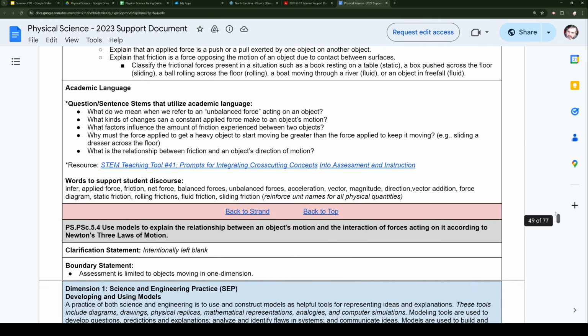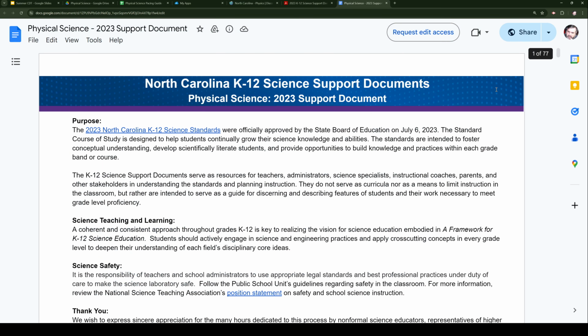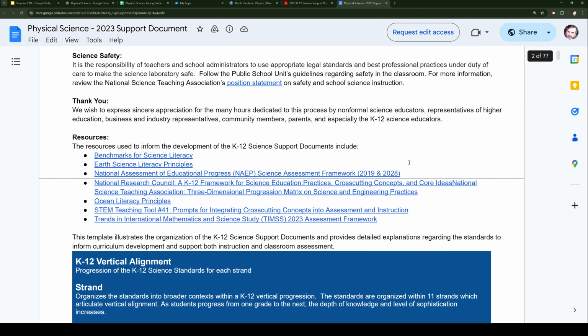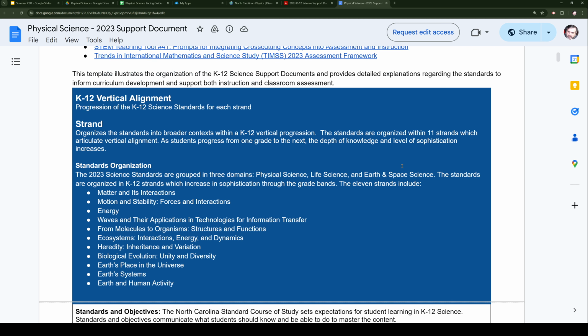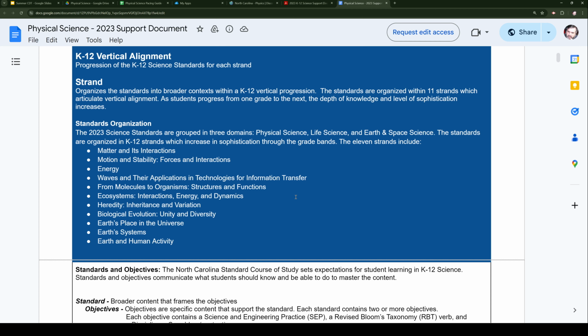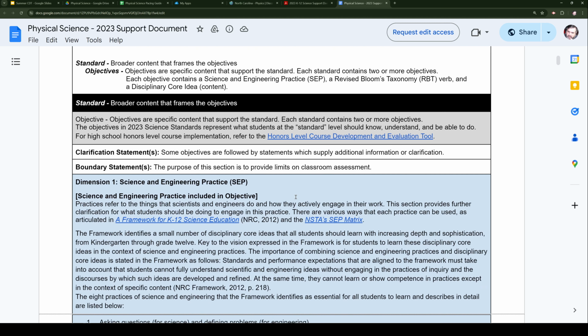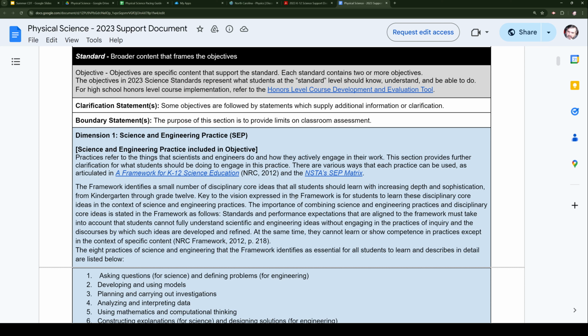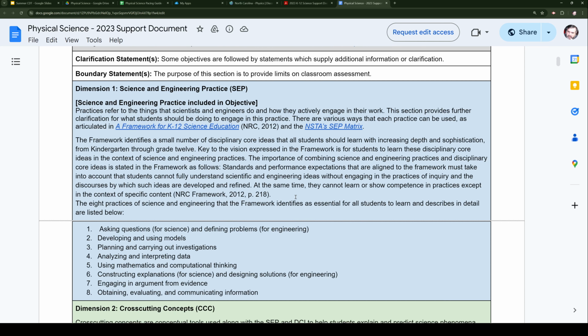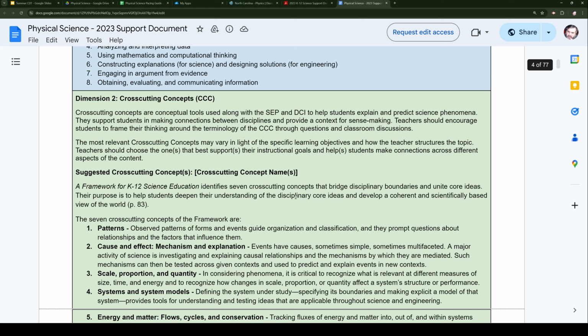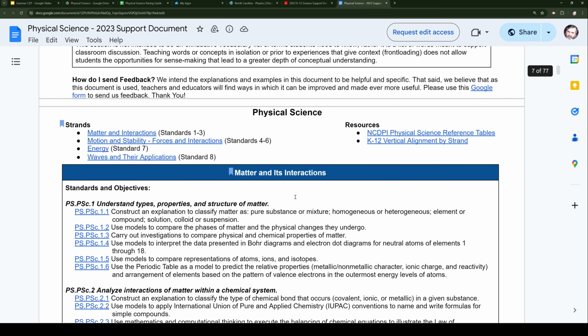Is it this much? Not all of this. This is Physical Science 2023. I love the fact that it's 2023, but it's July of 2024, and they released this in like May of 2024. Organizes the standards into broader categories, K-12, broader content objective. Objectives are specific content, science dimensions. So I think this is just examples.